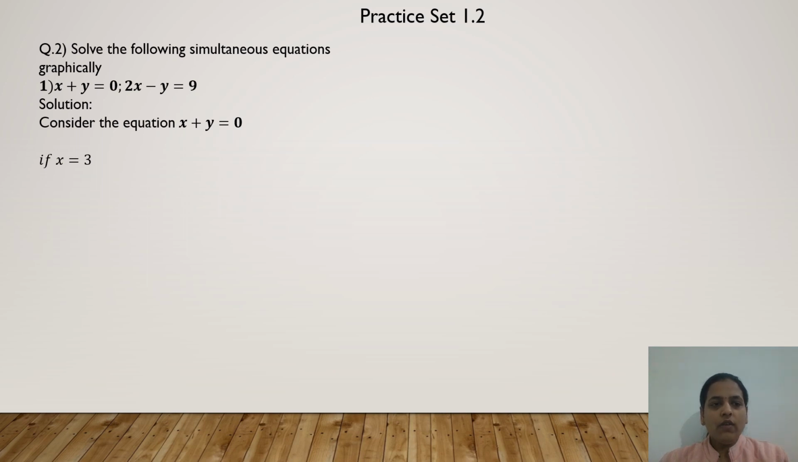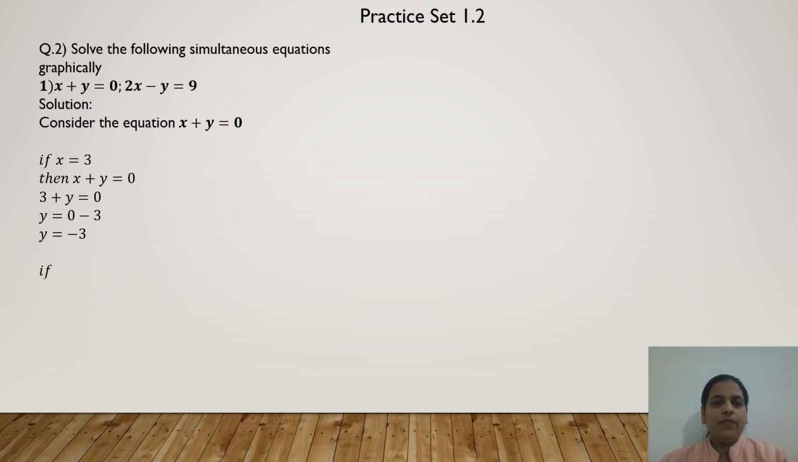If x is equal to 3 here, then what is the resultant equation? x plus y is equal to 0. Instead of x we put 3. So 3 plus y is equal to 0, y is equal to 0 minus 3. Therefore y is equal to minus 3. That means when x is equal to 3, the value of y is minus 3.